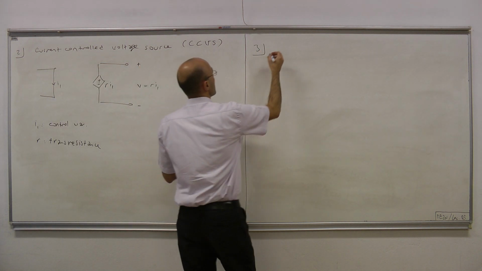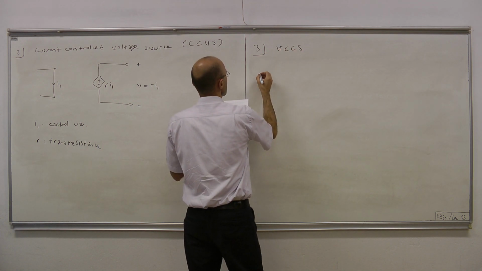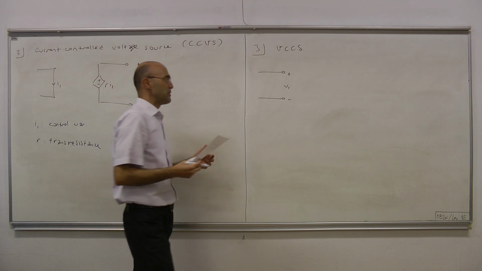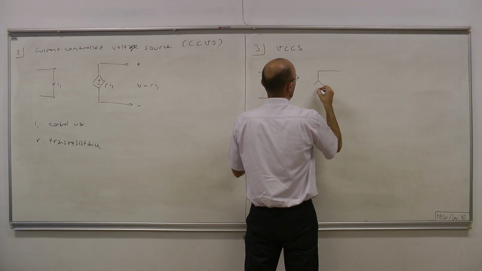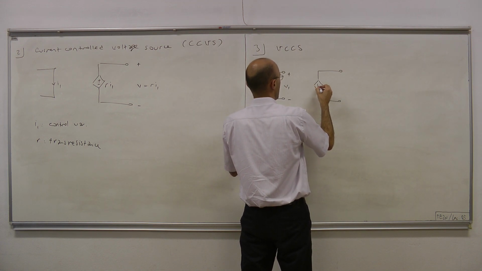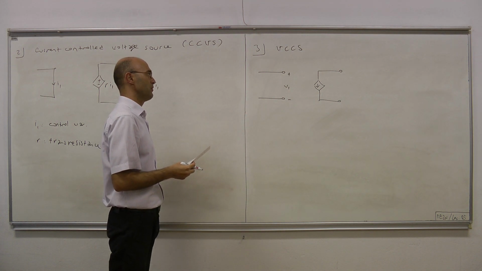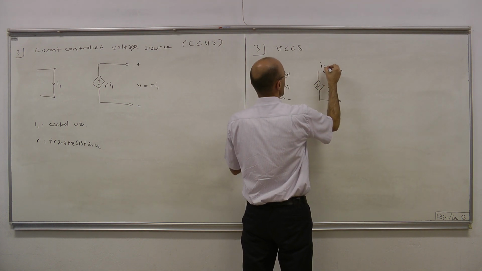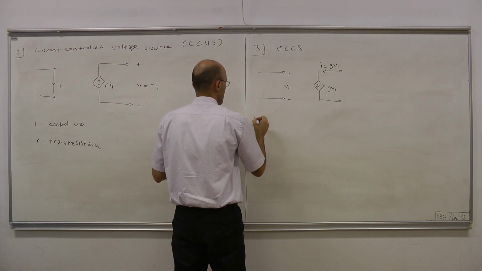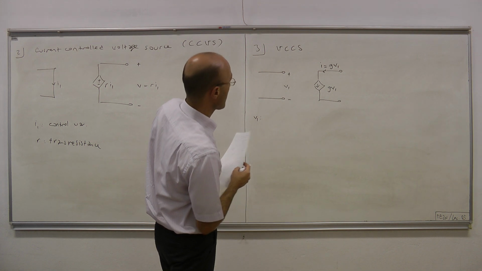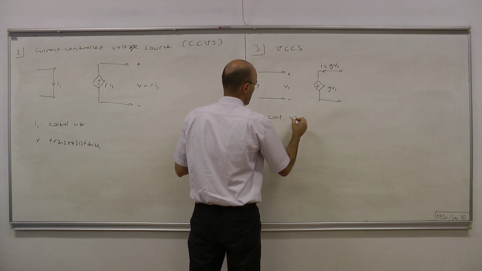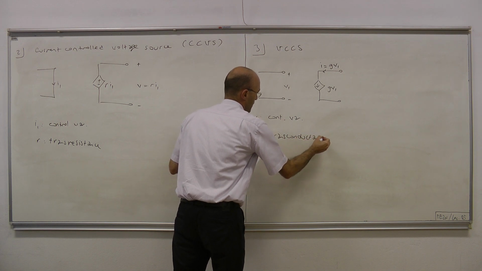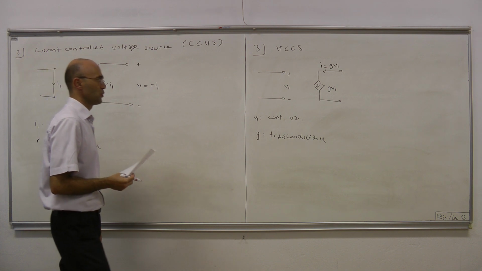Third kind is voltage controlled current source. The control variable is voltage, and what's being generated is current. This time inside the diamond we have an arrow indicating that that's a dependent current source. And this current equals G V1. V1 is the control variable, and G is called conductance, and its unit is mhos or siemens.